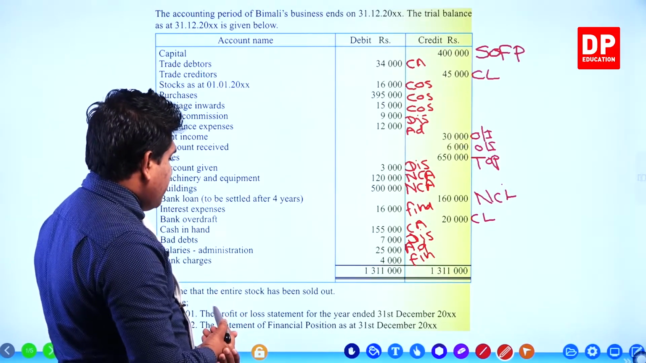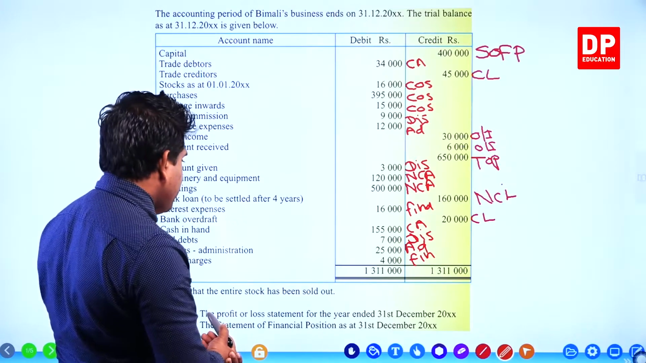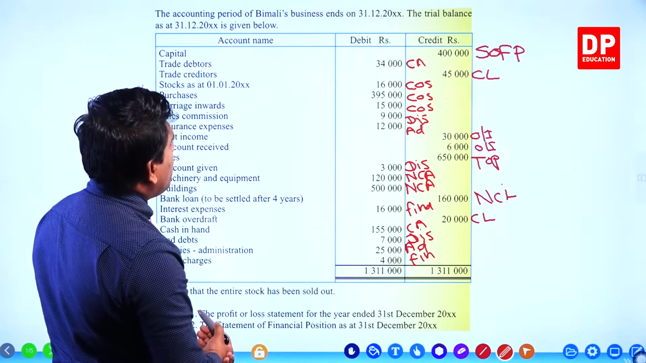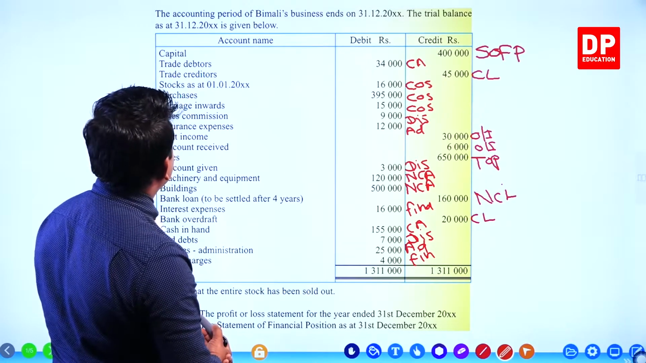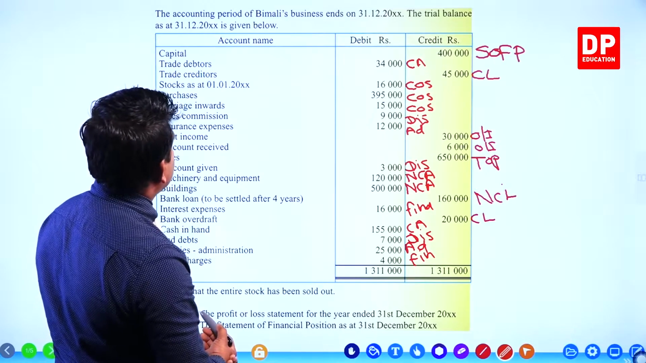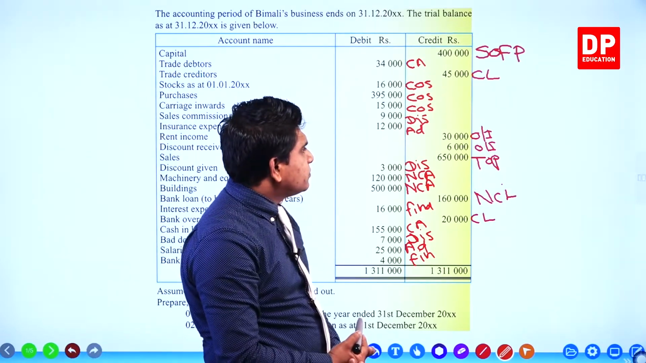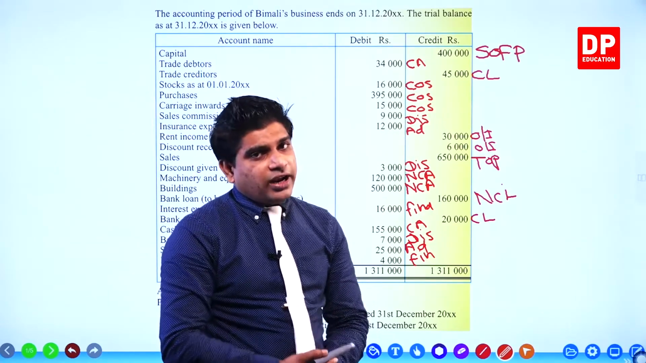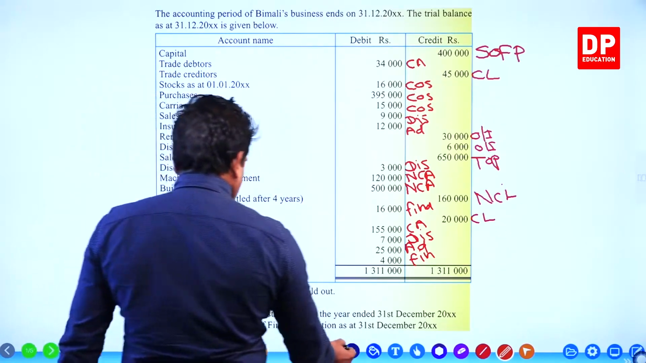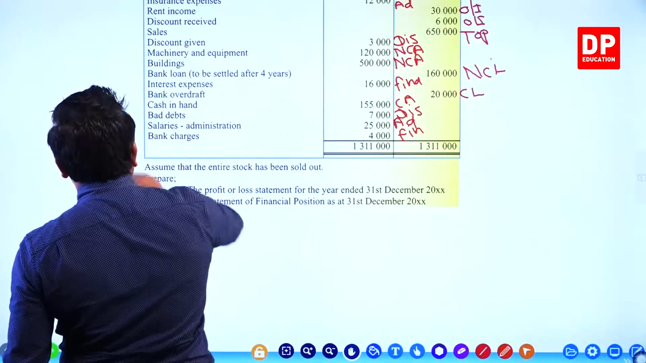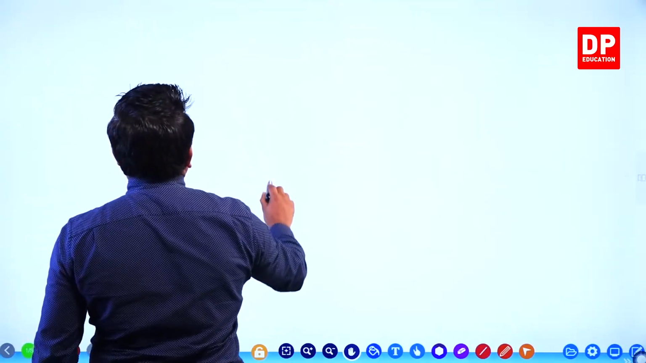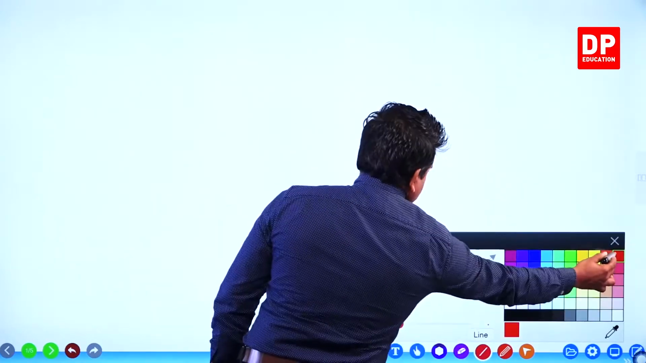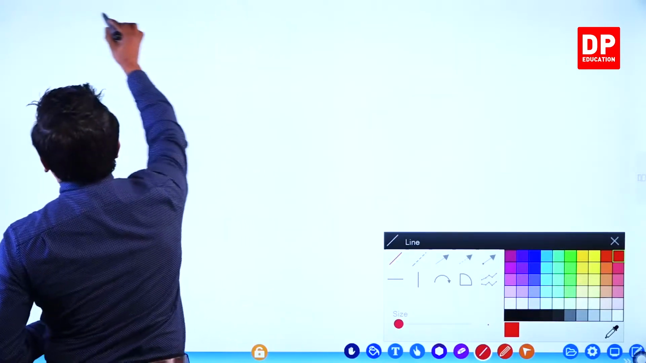Finally, what do they expect? The profit or loss statement for the year ended 31st December 20 blah. Blah means 2020, any year, right? The statement of financial position, right? Now we can do this one. They expect profit and loss statement and statement of financial position, right? Now you can draw. I think you can draw with me, right? When I finish the question, at the same time you can finish when you do with me.